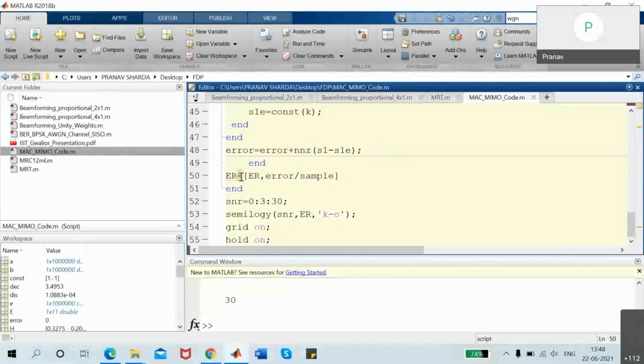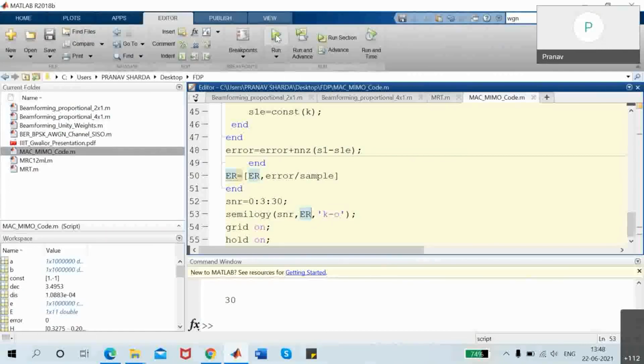And then we have this error vector. We have the average BER: the number of errors that we have counted, divided by the number of samples or bits that we have transmitted. So this is the average BER. It is a vector, an array containing the average BER values, right? And then we plot it. We plot it finally. So let me see, when I execute it, what kind of plot I see.